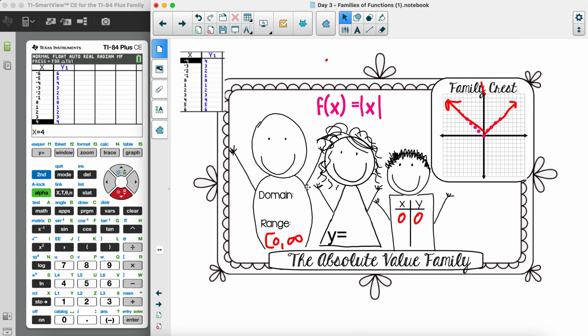I get to swipe this down. So let's back up. My domain is going from -infinity to +infinity. So here's my -infinity to +infinity. And my range is at the 0, but it goes up to +infinity exclusive. And again, that's the absolute value of x. And this is my table of values.